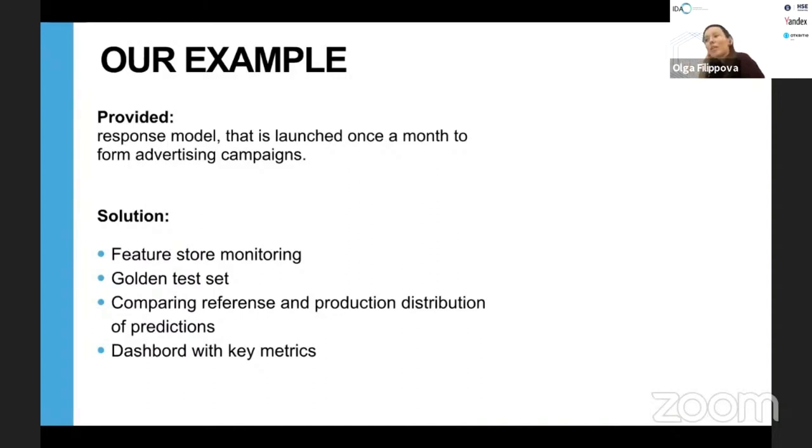We haven't got different data sources for train and production, so we don't need to make a huge amount of checks here. They all just came from our feature store. So we monitor our feature store data using simple statistics checks.